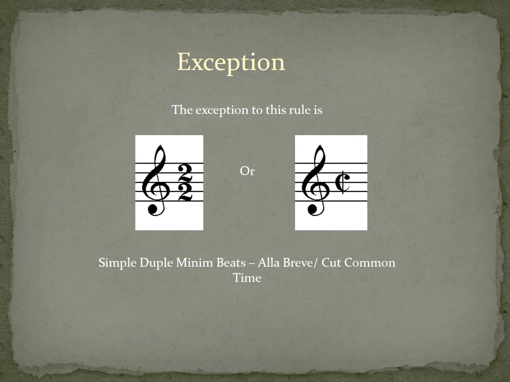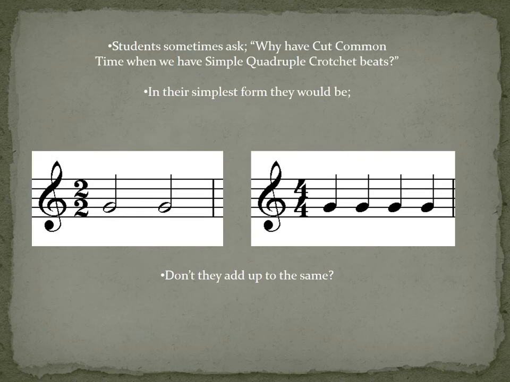Now, I've titled this an exception, but it isn't an exception, it's just different. And a lot of students ask about 2/2, simple duple, minim beats, or as we can see by the diagram on there, the cut common time symbol. A lot of students ask me why have cut common time when we have simple quadruple crotchet beats, because it equates to the same amount of beats. Four crotchets is exactly the same as two minims. Four quarter notes is the same as two half notes. They add up the same.